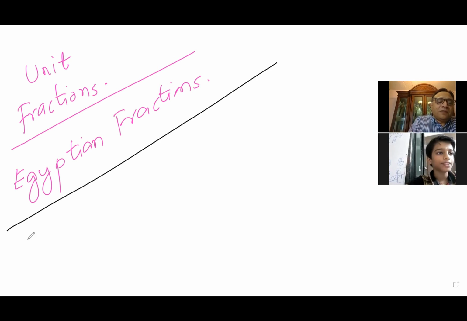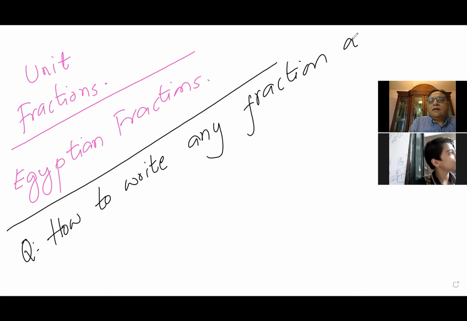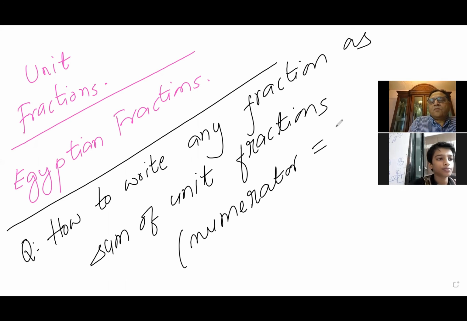So the question here is, how to write any fraction as sum of unit fractions. Sounds interesting? So we mean the numerator is 1. So we have made the numerator as 1. 1 out of this, 1 out of this, 1 out of this. When you add that up, you get another fraction.